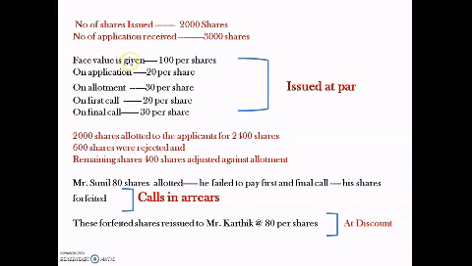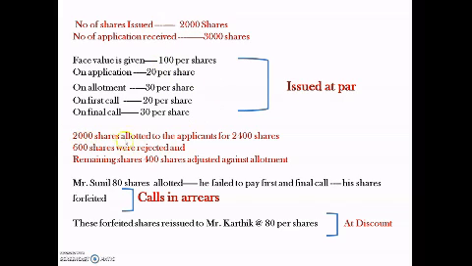Next, see here, face value is given in this problem, that is 100 per share, and on application it is 20 per share, on allotment it is 30 per share, on first call it is 20 per share, and on final call it is 30 per share. If you add all four, the total will be 100. So we can say here shares are issued at par.